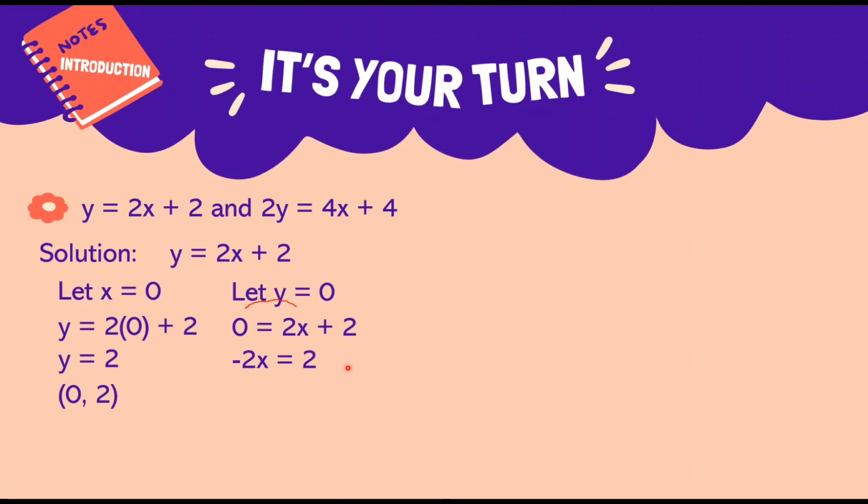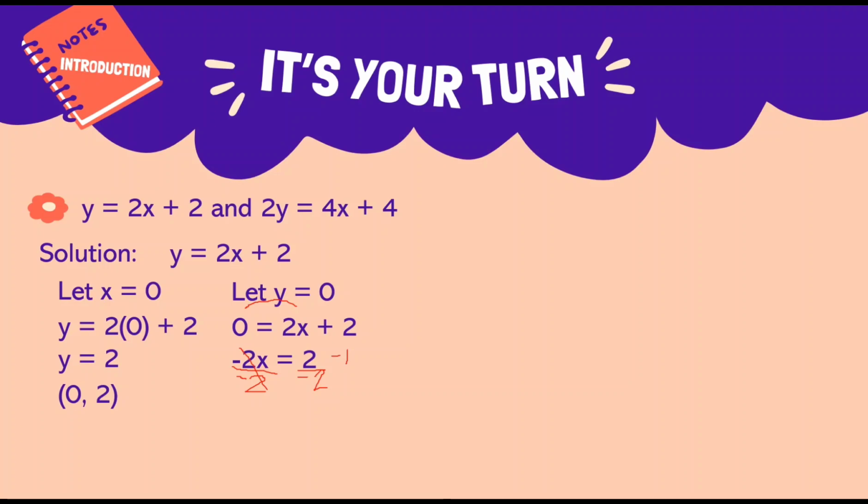So, what do you think is our next process? Yes. So, that is right. We need to divide both sides by negative 2. Ayan. So, let us divide both sides by negative 2. So, we have negative 2 divided by negative 2. That is positive 1. So, we can already cancel this. And then, 2 divided by negative 2, the answer is negative 1 also.